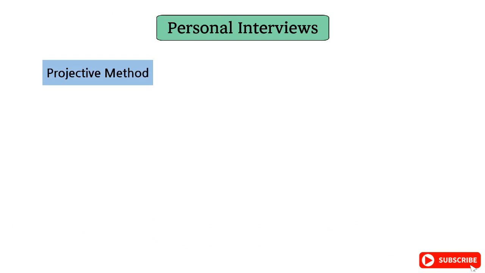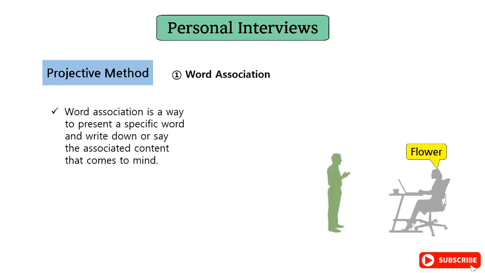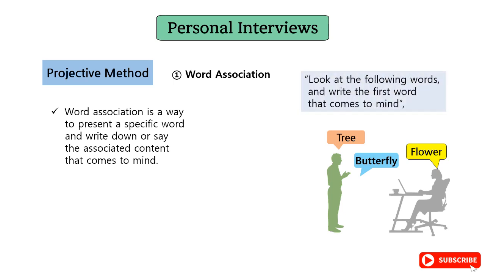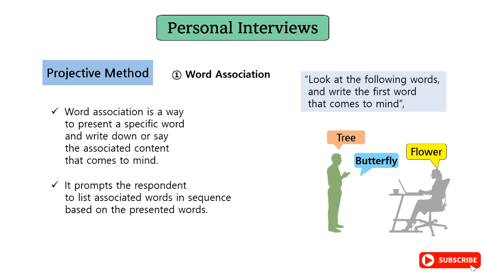Word association is a way to present a specific word and write down or say the associated content that comes to mind. For example, when the interviewer asks a question, such as "Look at the following words and write the first word that comes to mind," it prompts the respondent to list associated words in sequence based on the presented words.